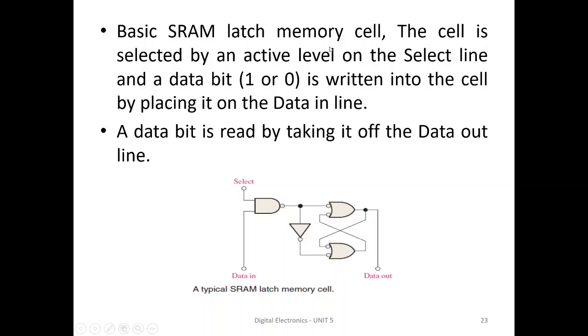Basic RAM latch memory cell. The cell is selected by an active level on the select line and the data bit, 1 or 0, is written into the cell by placing it on the data in line. So an active selection should be there, and then you store a 1 or a 0. The data is read by taking it off the data out line. So you store it, and whenever you want, you can take it out. This will work once the power is on.